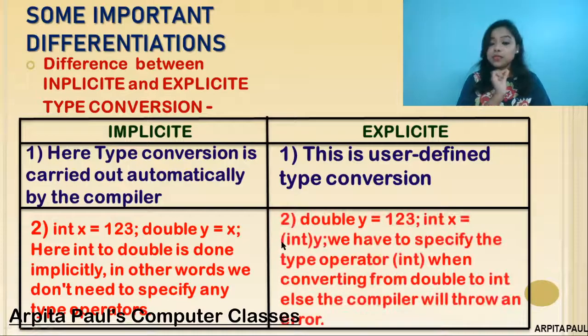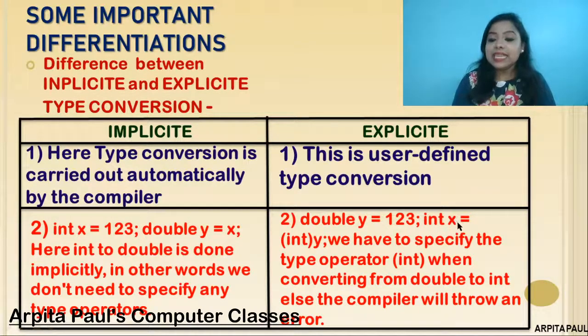Whereas in case of explicit type, we have to mention the data type. See the example, double y equals 123 and int x equals int y. Now see, here y is declared as double and the value I have provided is 123. Now as it is double type, when we are assigning this double type value to an integer type variable, then we have to typecast it by writing int in brackets before the variable. This is how we are converting this double type into integer data type.